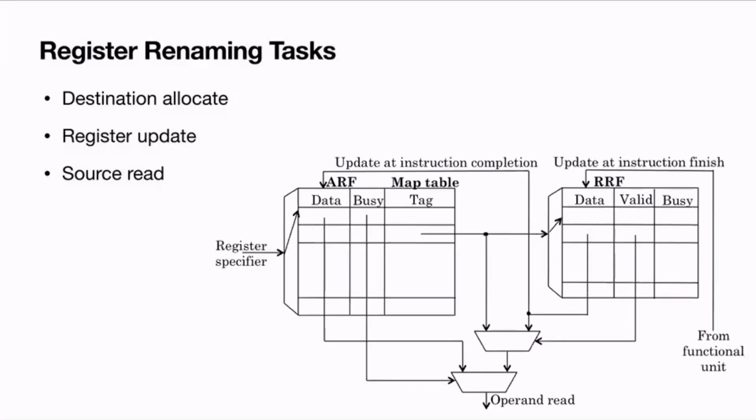And the entire thing is captured in this particular figure. You can see that when the value is produced by a function unit, we forward that data to the RRF, updated at instruction finish, and the ARF is updated at instruction completion. Whenever we want to read the data of source operands, we first come to the ARF and see whether the ARF can supply the data. If not, then we go to the RRF. If the RRF also cannot supply the data, then we take the tag associated with it. Each of these three stages I'll explain in the next three slides.